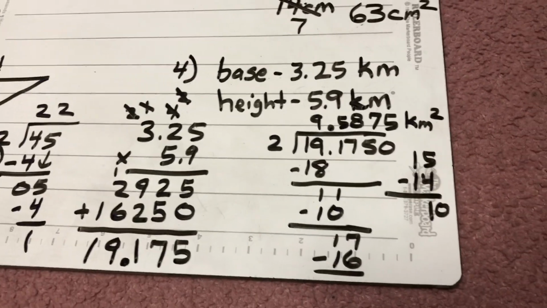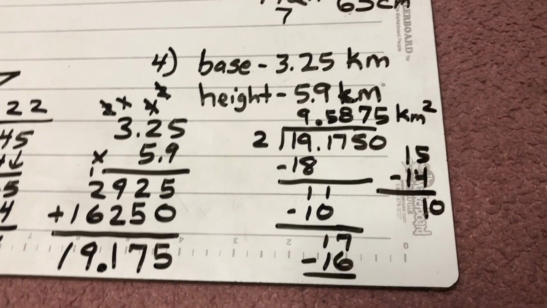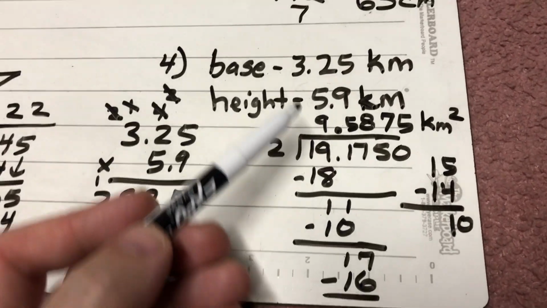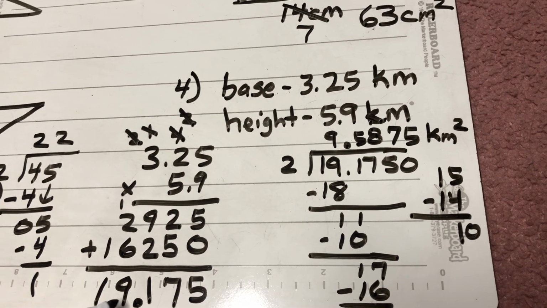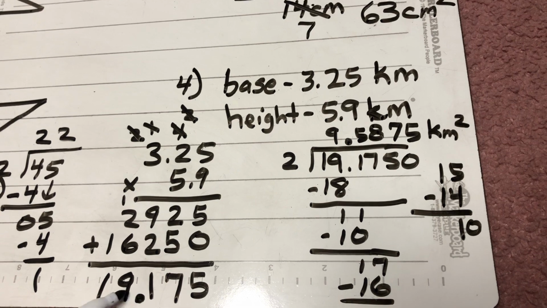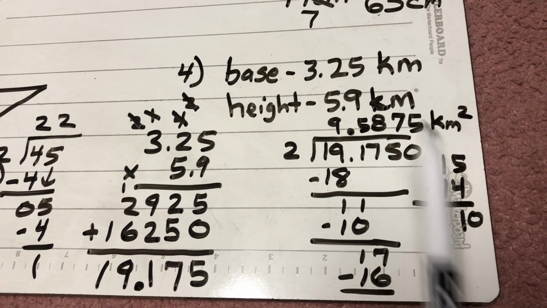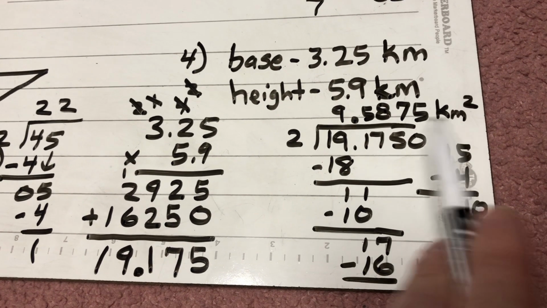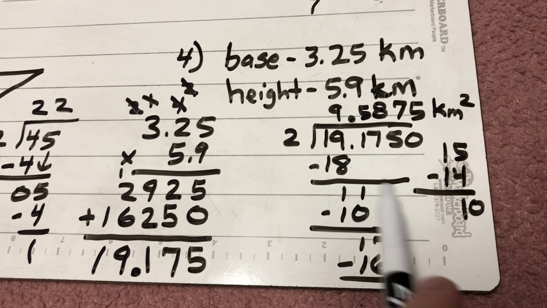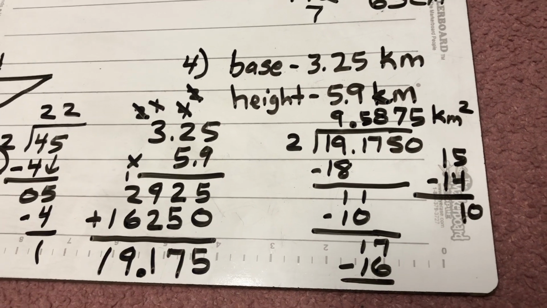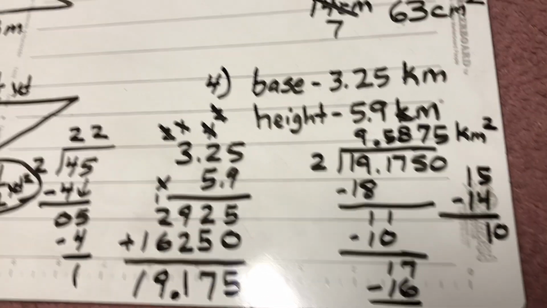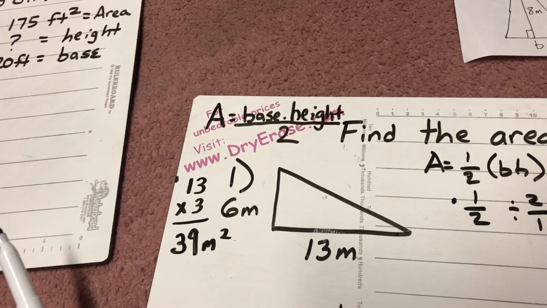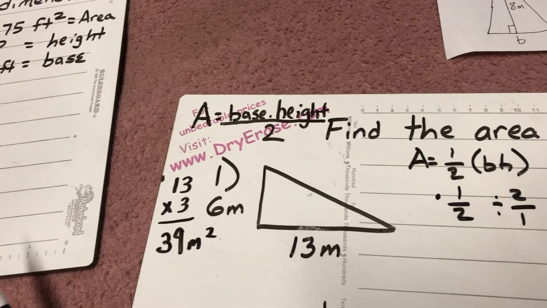And sometimes you're going to get some weird numbers like that, but the math itself is not hard. All you're doing is multiplying those two numbers. You get your answer of 19 and 175 thousandths, and then you divide that by 2. And as you can see, that division, I just kind of ran out of room, but the division itself is not hard.